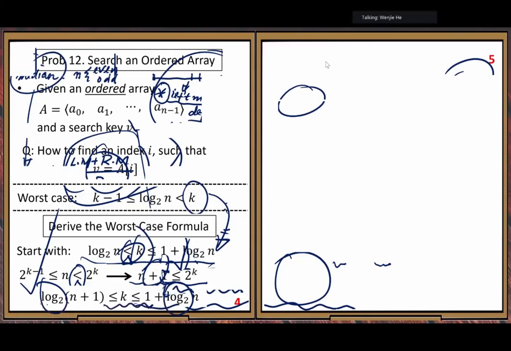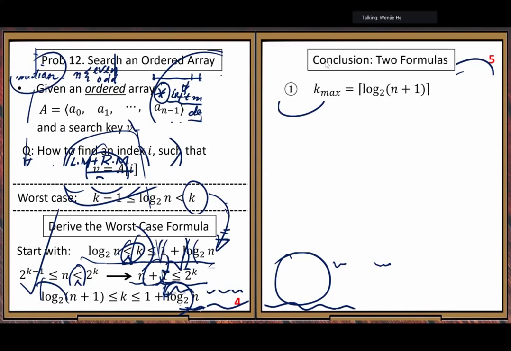For the lower bound, we take the ceiling function, moving up, rounding up. For the upper bound, we take the floor function, rounding down. After these conversions, we have two formulas. The first formula, the lower bound part, uses the ceiling function. The second one, the upper bound, uses the floor function.